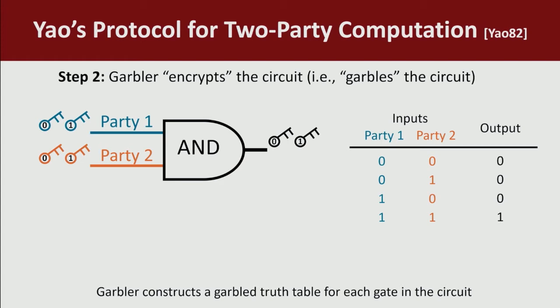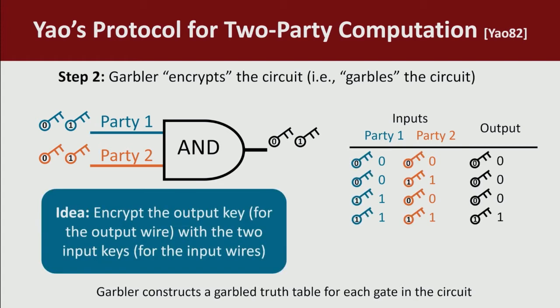On the right half of the slide, I've written down the truth table of the AND gate, where the inputs are contributed by parties 1 and 2, and the output is just the AND of the 2 input bits. Now recall that for every wire in the circuit, I've associated 2 different keys with them. So I'm going to write down the keys associated with the input wires as well as the output wires. And the key idea now is that we're going to encrypt the output key with the 2 input keys.